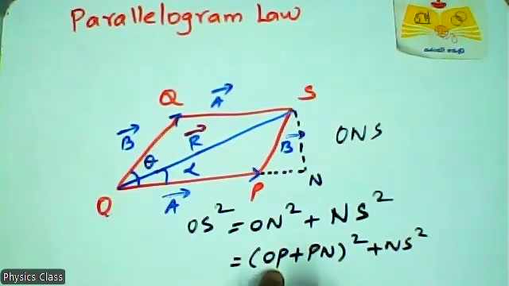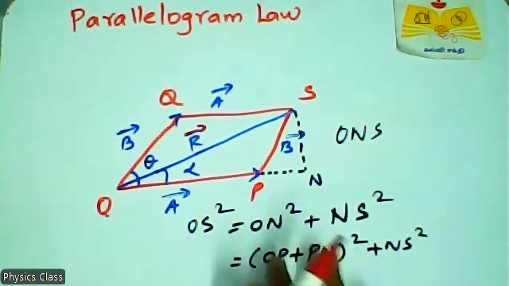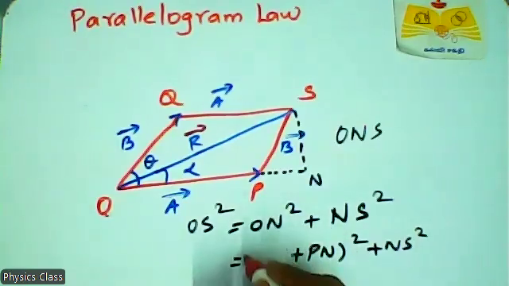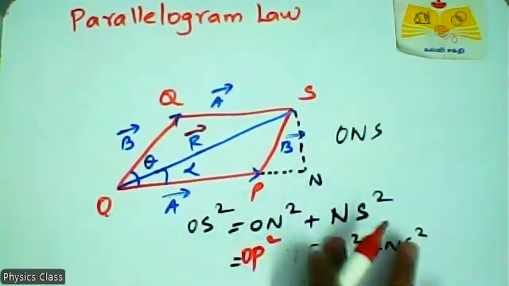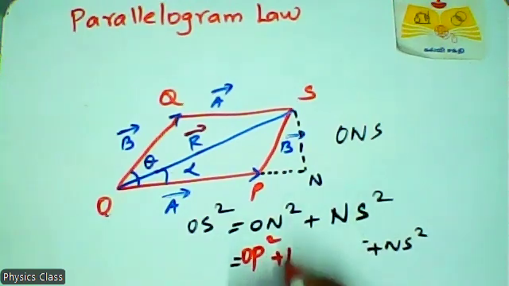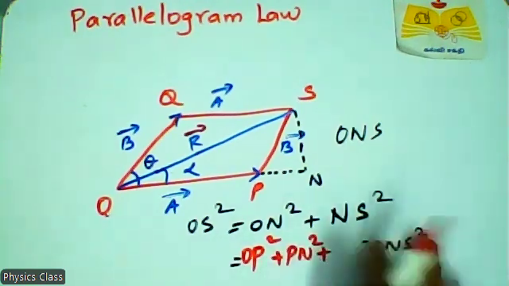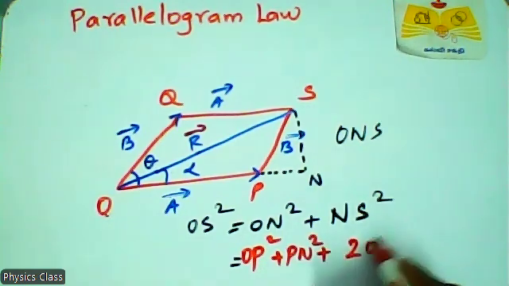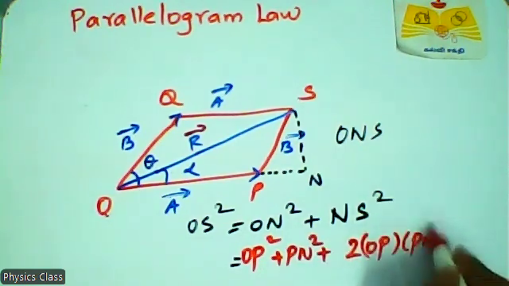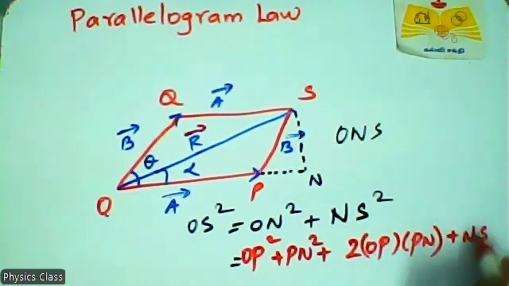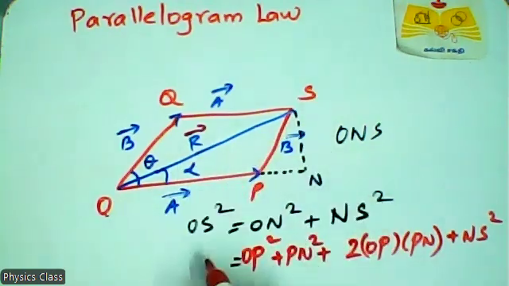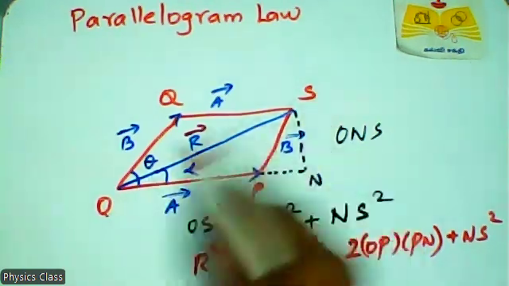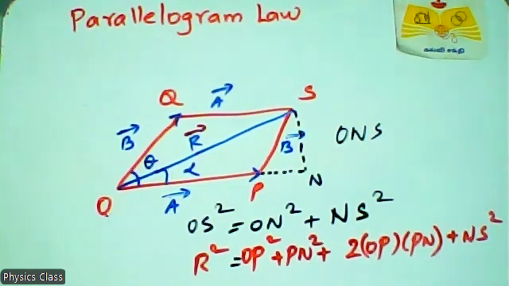Here you can see it is like (A plus B) the whole square, which means A square plus B square plus 2AB. So OP is A, so OP square; PN, so PN square plus 2 into OP into PN, and then also NS square. This is OS square, and OS means R, so R square.